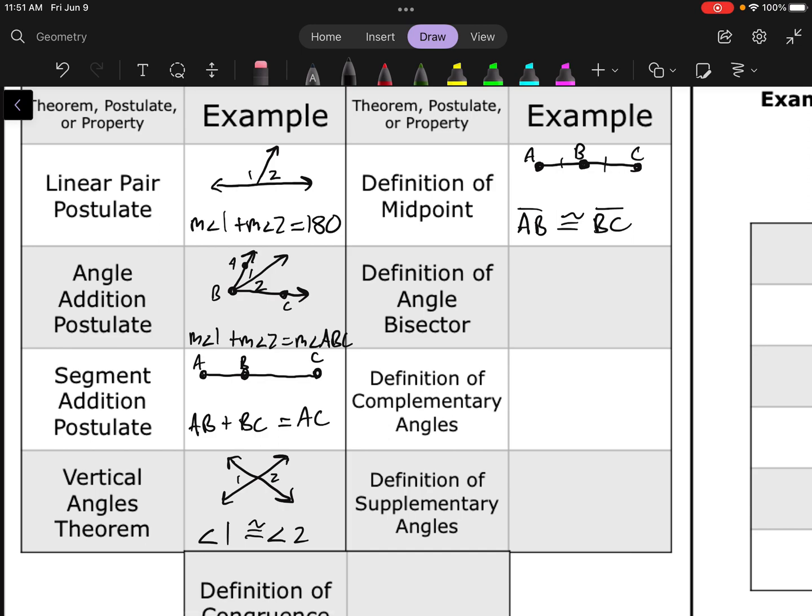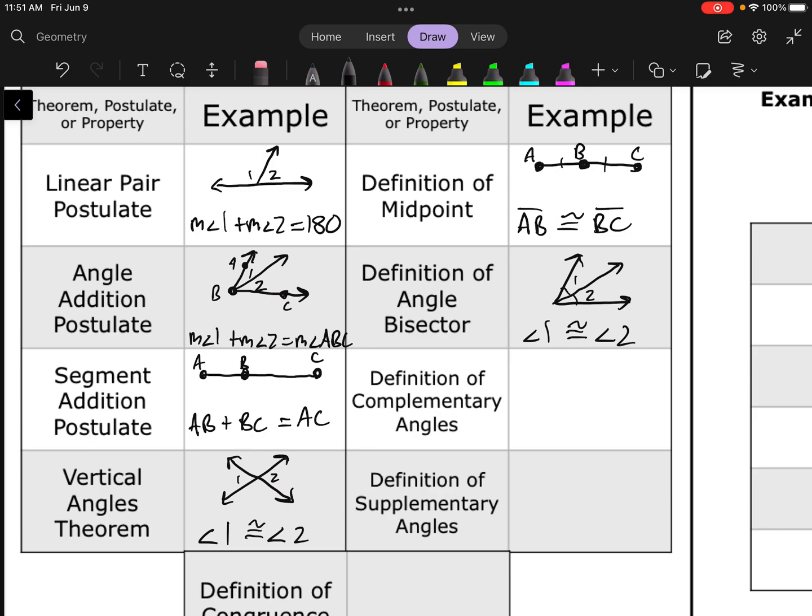An angle bisector. We know what an angle bisector does. A bisector always splits things in half, right? So if you've got an angle bisector with it actually splitting those two angles into equal parts, then you know that angle 1 must be congruent to angle 2.